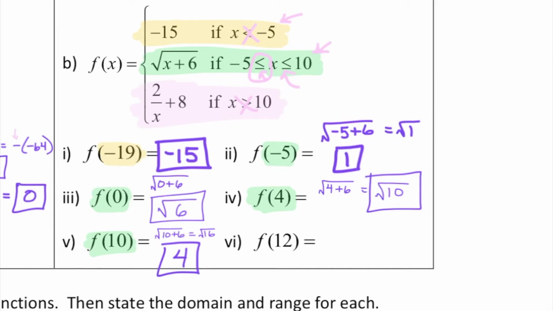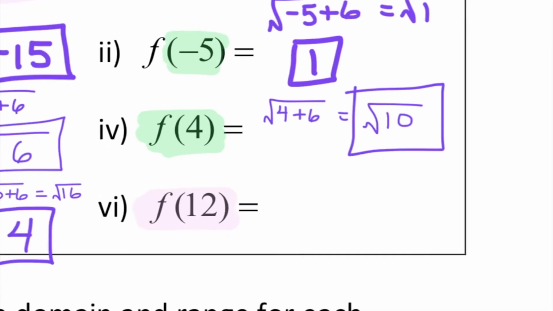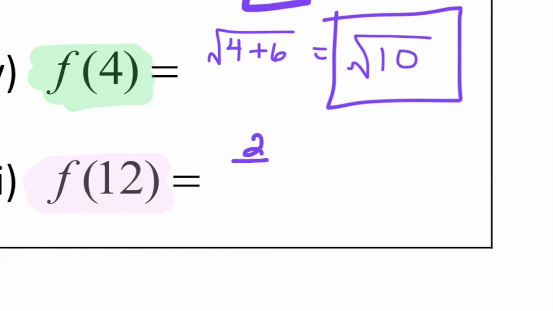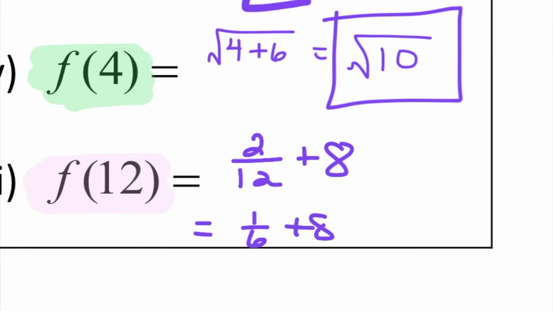And then last but not least, 12 is greater than 10, so I'm going to go back up and erase my scribbling there. The last one, the 12, is going to be substituted into the last equation, the pink one, so that's 2 over 12 plus 8. Well, 2 over 12 is equal to 1/6, plus 8, and so that whole thing just equals 8 and 1/6.